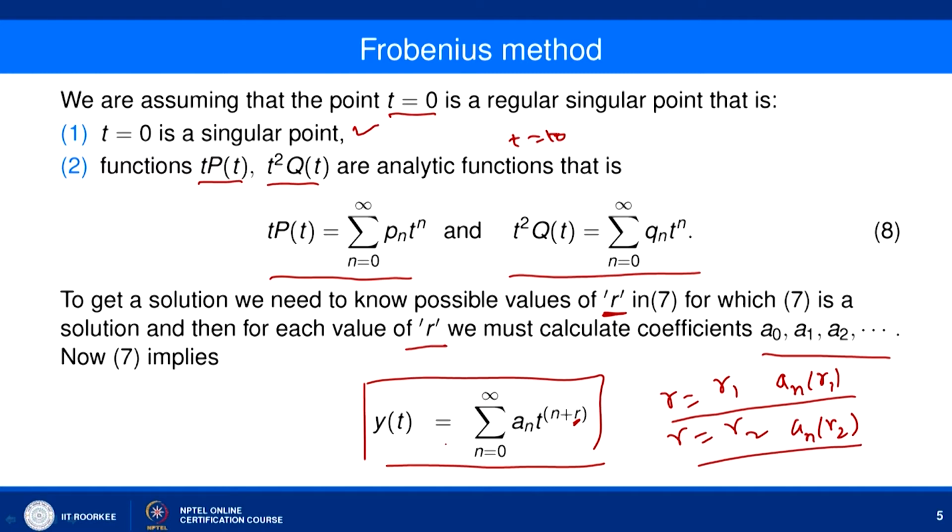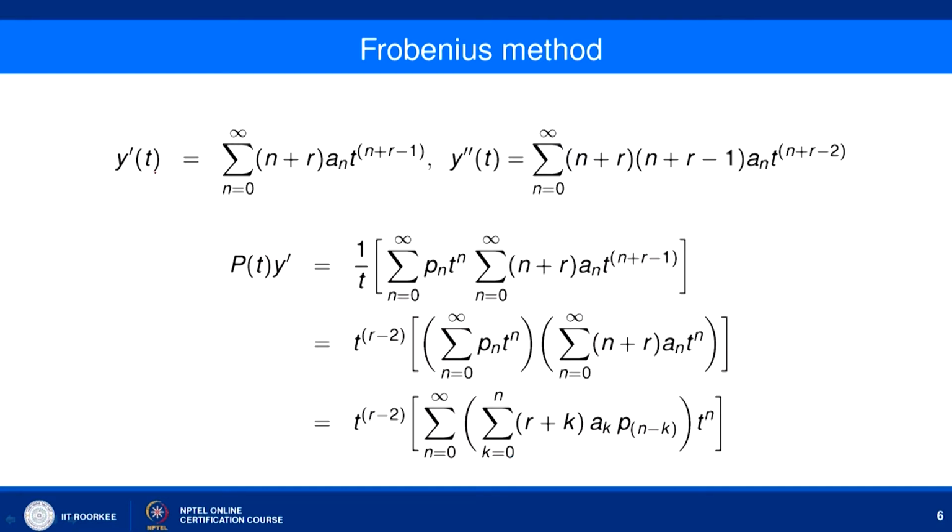For that, let us assume that this is a solution. So, differentiate it. y dash t is equal to the summation n equal to 0 to infinity (n plus r) a_n t to the power n plus r minus 1, and differentiate again to get y double dash t, which is the summation n equal to 0 to infinity (n plus r)(n plus r minus 1) a_n t to the power n plus r minus 2. Once we have y, y dash, y double dash, we calculate p(t) y dash and q(t) y here.